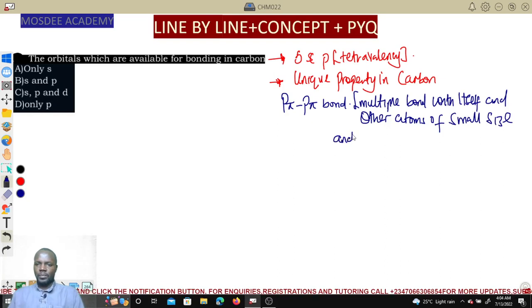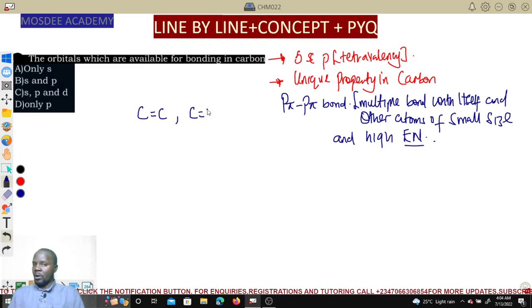And high electronegativity. So that means I'm saying carbon can form a multiple bond with itself. Carbon can form it with highly electronegative atoms like oxygen, F and Cl, and with sulfur. This type of bond can also form with nitrogen, of small size, as a double bond.